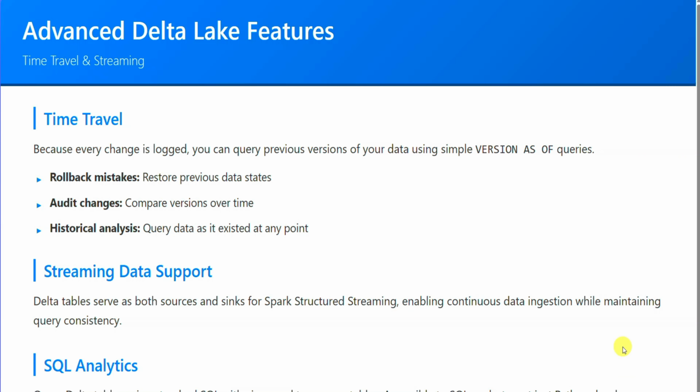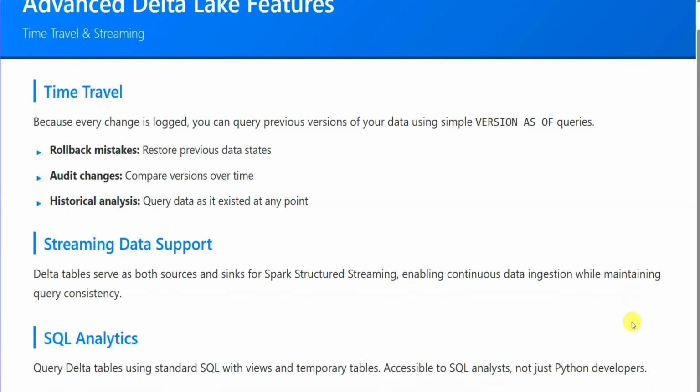Now, one of Delta Lake's most powerful features is time travel. Because every change is logged, you can query previous versions of your data. Made a mistake? Roll back. Need to audit changes or compare versions? All possible, with a simple VERSION AS OF query.